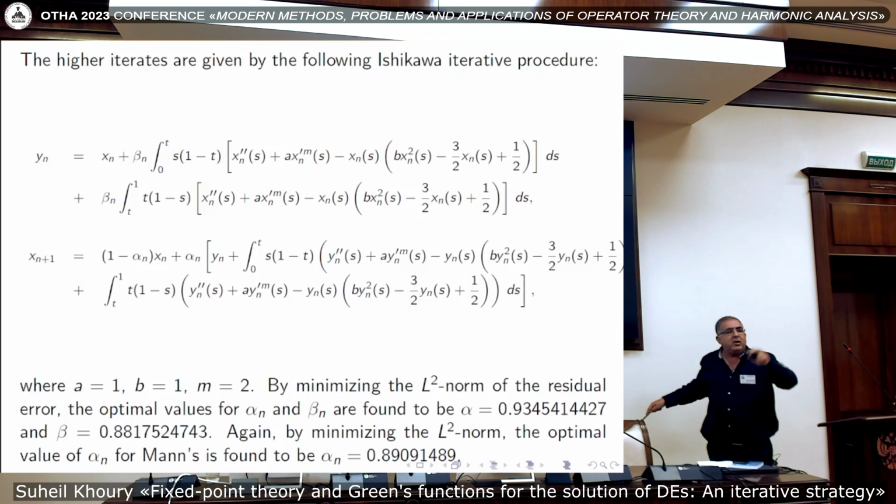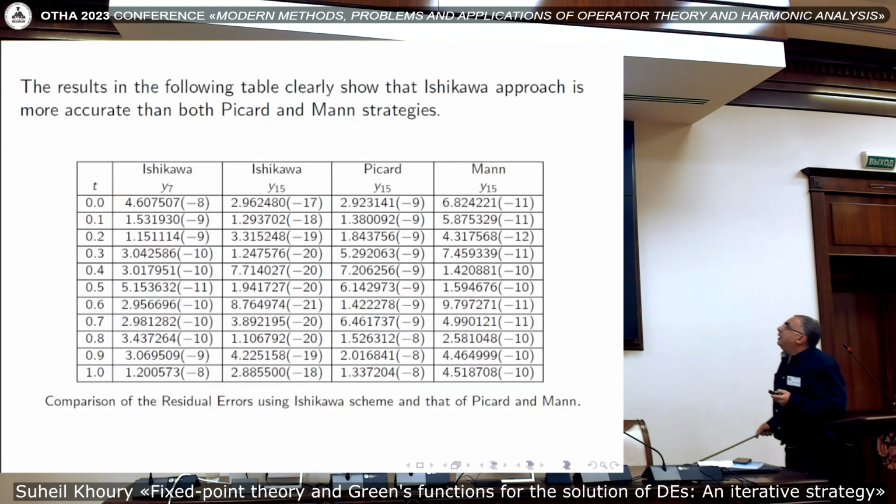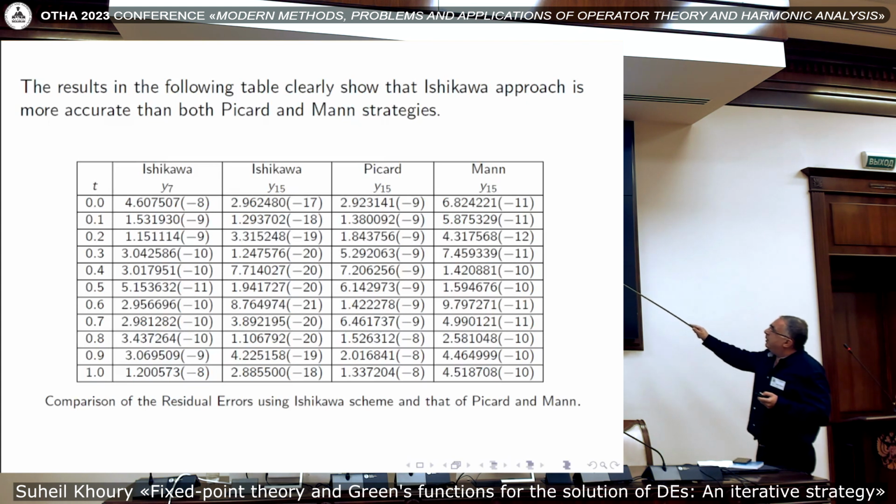Again, how do you find the alpha n, beta n? By the way, Picard did not work for this problem. Mann did not work, only Ishikawa worked. Okay, why? Theoretical work is needed on this. There is a great lack of theoretical work on the choice of alpha n and beta n. By the way, here is Mann. No, I think Mann worked for this one. No, Mann, for another problem, it did not work.